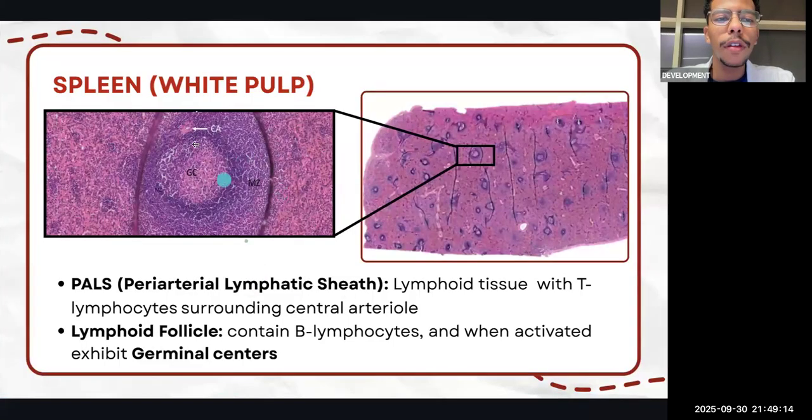Okay, and then this thing is called a periarterial lymphatic sheath. So periarterial, around the central artery. Peri, around, arterial, around artery. Lymphatic sheath, lymphatic because it's lymphoid tissue, okay, that has T lymphocytes. And then within the periarterial lymphatic tissue, we have the follicle, okay, which has B lymphocytes. And then this follicle, when activated, how will it be activated? When there is an infection. Okay, when activated, it turns into something called germinal center. Okay, so this is a germinal center. Okay, that is it for white pulp.